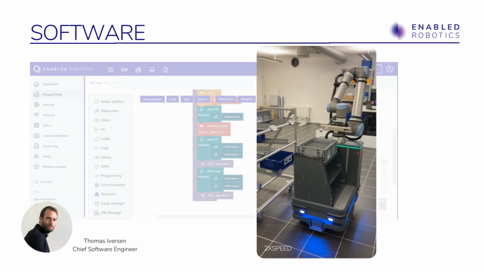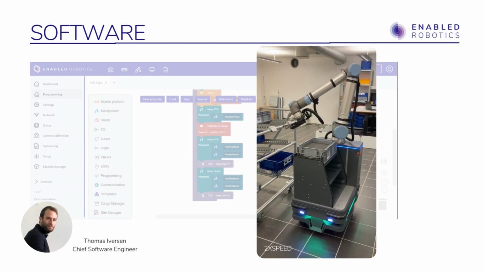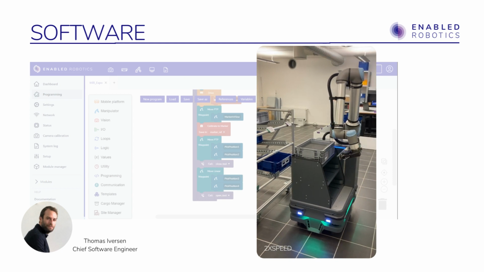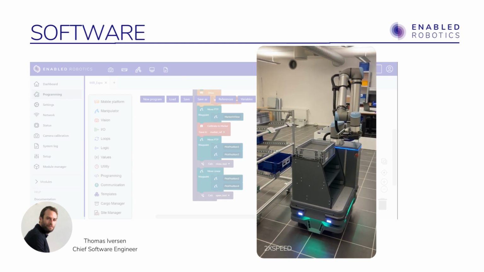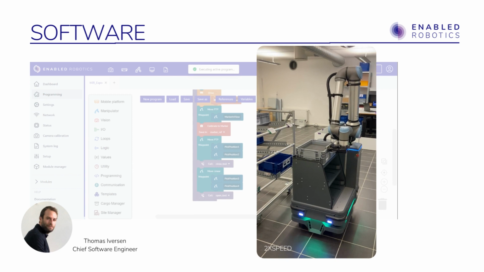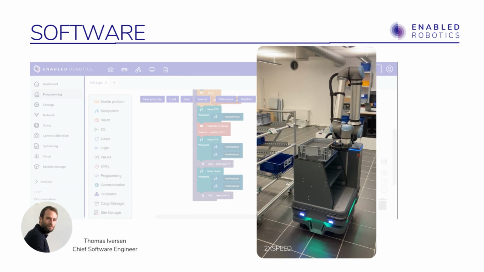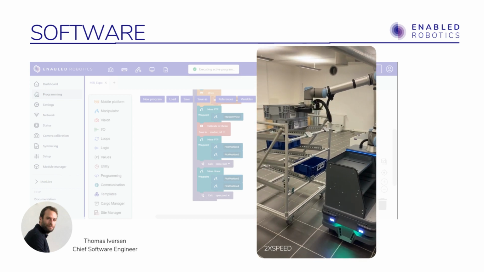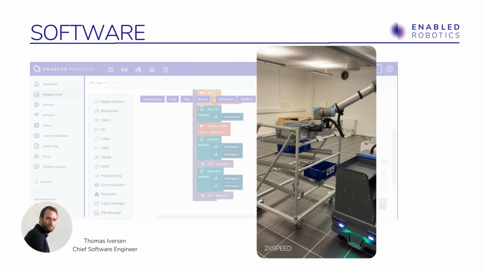And now the robot is moving. Driving up to the rack here, check the marker. And now we're grasping the box. This is like a typical replenishment task, grasping boxes, bringing them into a flow rack.